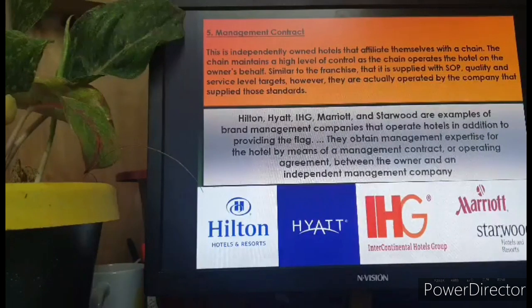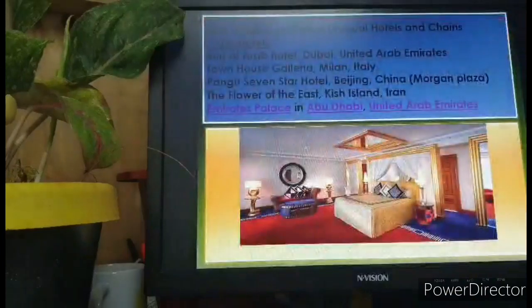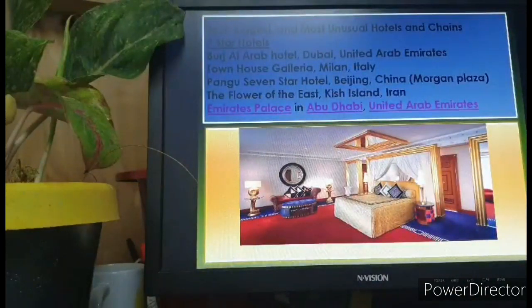We have the following examples. Brand management companies that operate hotels in addition to providing the flag. We have Hilton Hotels and Resorts, Hyatt, IHG or Intercontinental Hotel Groups, Marriott, and of course the Starwood Hotels and Resorts.